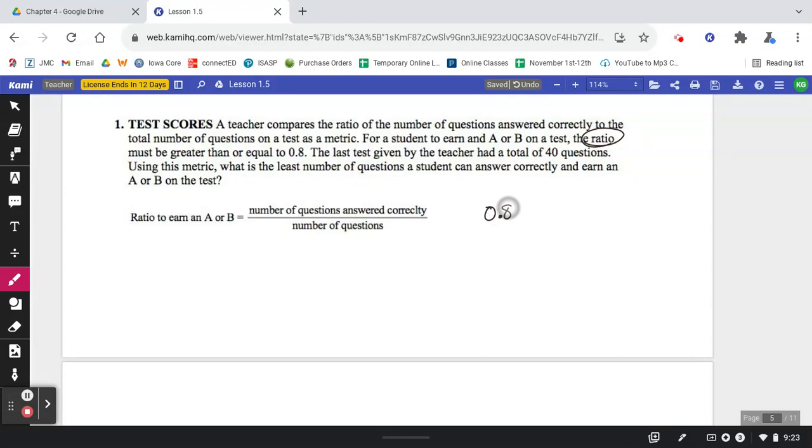So we have 0.80, which is basically saying 80%, which we know that to get an A or B, you have to get 80% or above. We don't know how many questions the student answered correctly, so we put an X, and the total was 40 questions on the bottom. So again, X is being divided by 40. The opposite would be to multiply both sides by 40, and 40 times 0.80 is 32 questions.